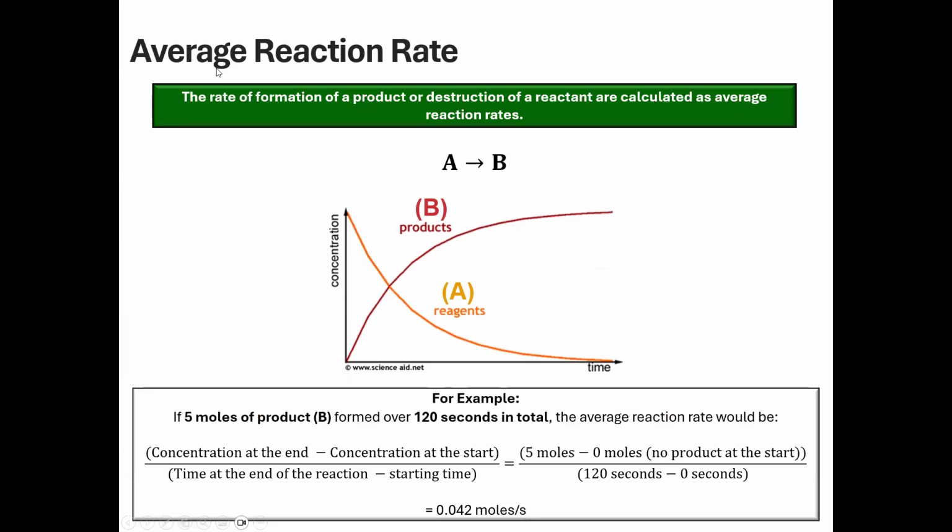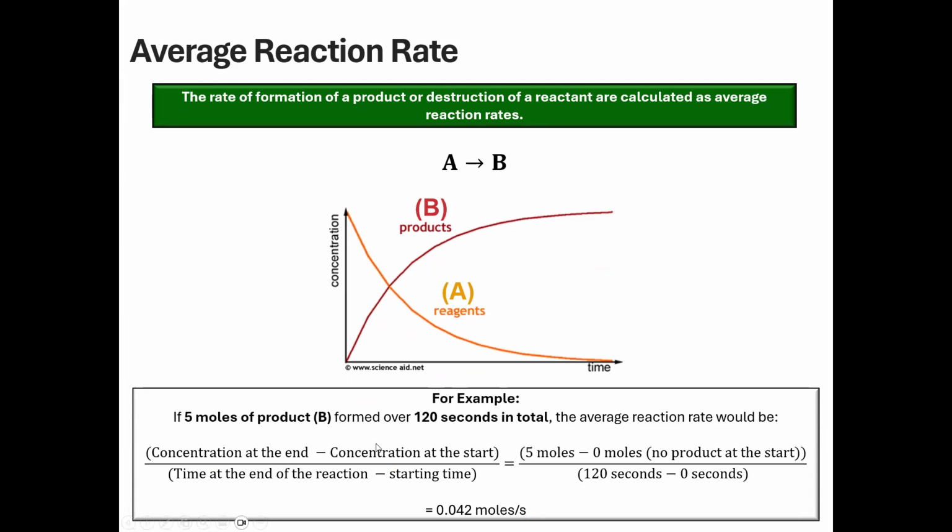So we can look at what's called the average reaction rate. This is the rate of formation of a product, in this case our B, or destruction, the way we use up a reactant, our A. We can calculate the average reaction rate: how long did it take in total for that concentration to change?